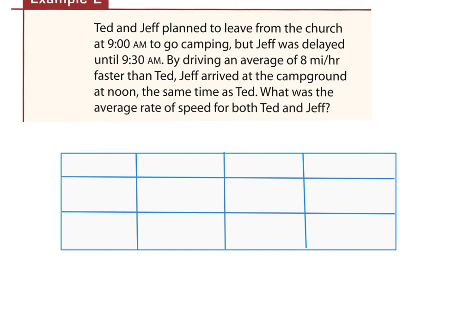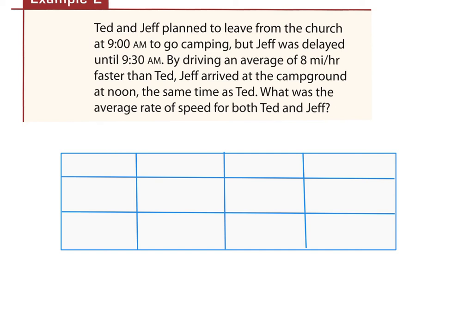All right, so example 2 in your book, it says, Ted and Jeff planned to leave for church at 9 a.m. to go camping, but Jeff was delayed until 9:30, driving an average of 8 miles an hour faster than Ted. Jeff arrived at the campground at noon, the same time as Ted. What was the average rate of speed for both Ted and Jeff?